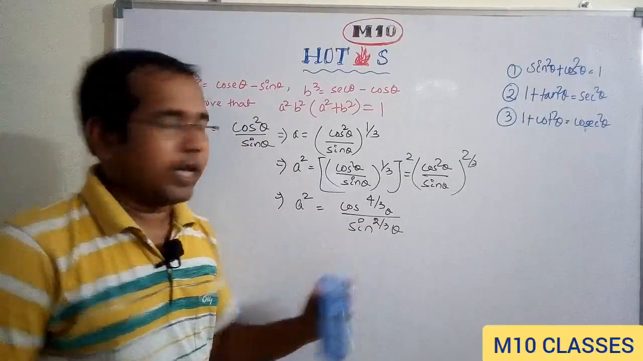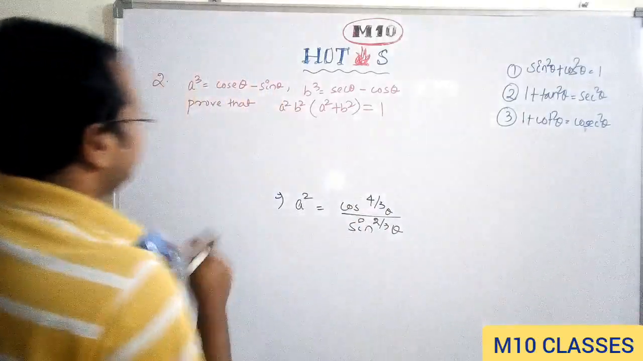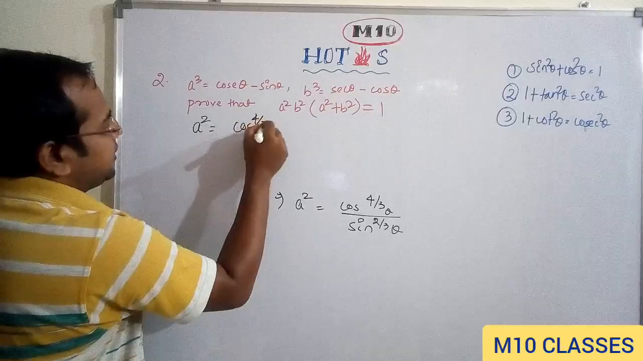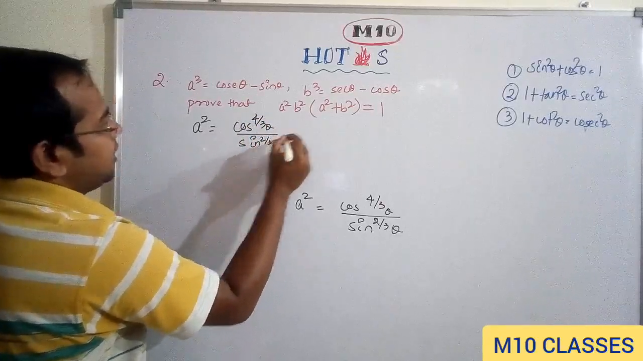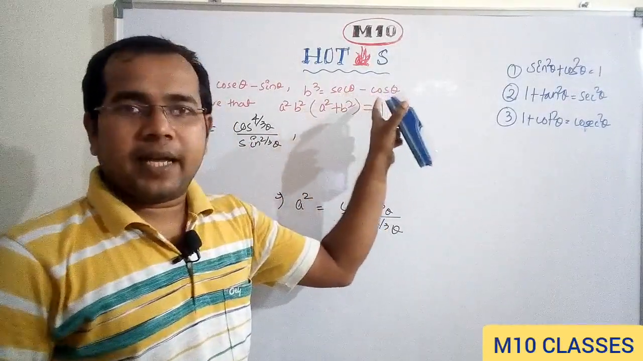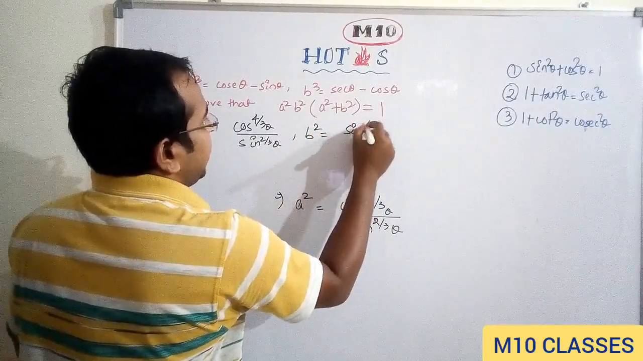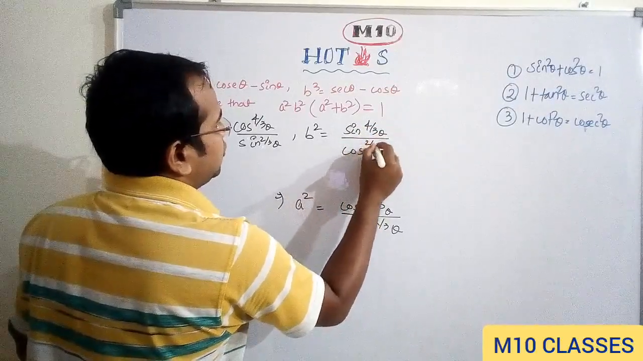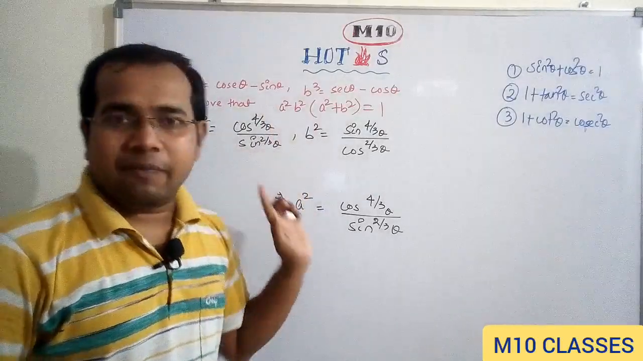Now let us write here. So a square equals cos to the power 4 by 3 theta divided by sin to the power 2 by 3 theta. Now see here, for b it is in a similar order. So what will you get? b square will be equal to sin to the power 4 by 3 theta divided by cos to the power 2 by 3 theta. This is what you are going to get for a square and b square. Now put the values.